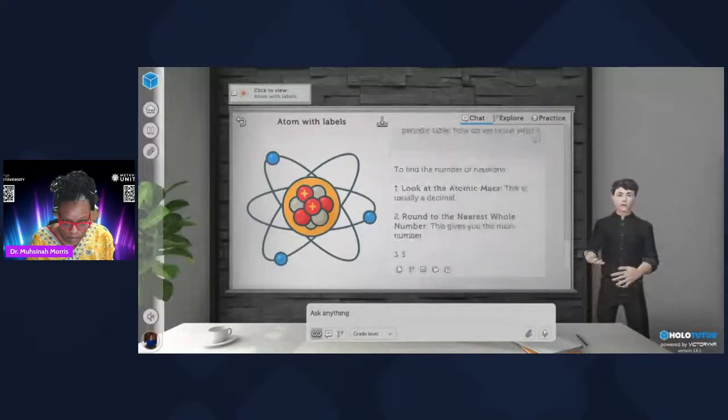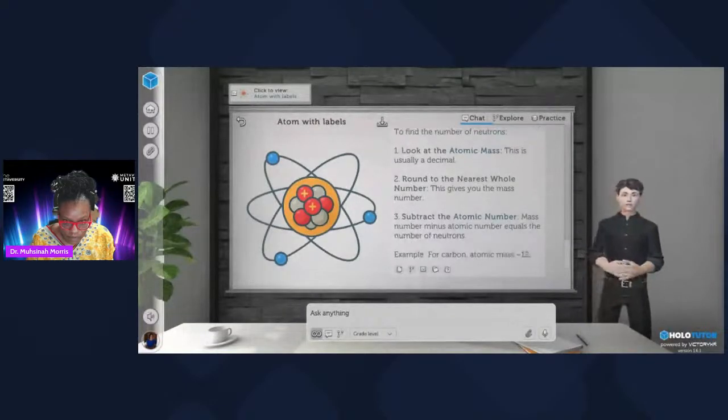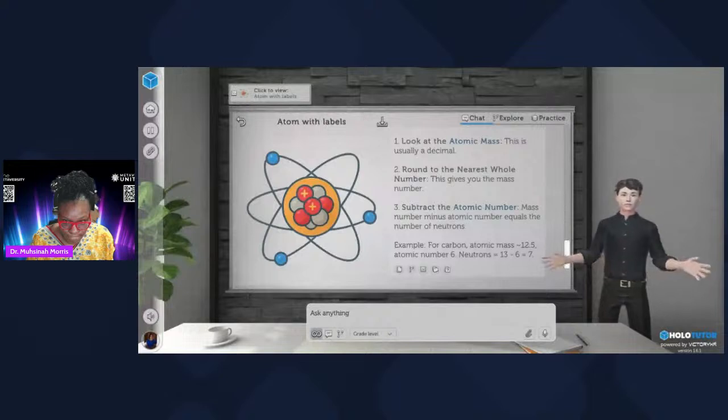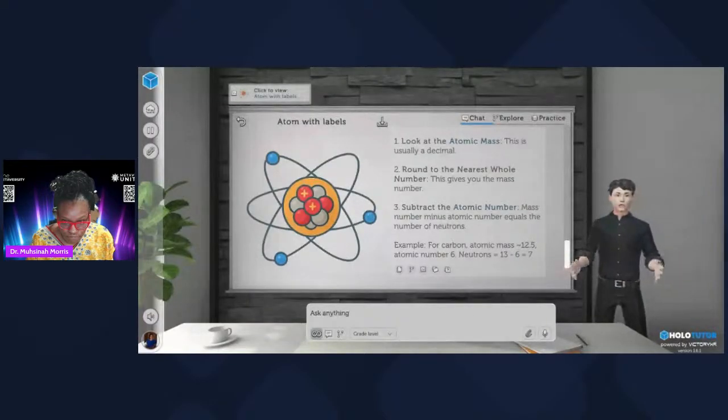To find the number of neutrons, 1. Look at the atomic mass. This is usually a decimal. Round to the nearest whole number. This gives you the mass number. Subtract the atomic number. Mass number minus atomic number equals the number of neutrons. Example, for carbon, atomic mass is about 12.5, atomic number is 6. Neutrons are 13 minus 6, which is 7.